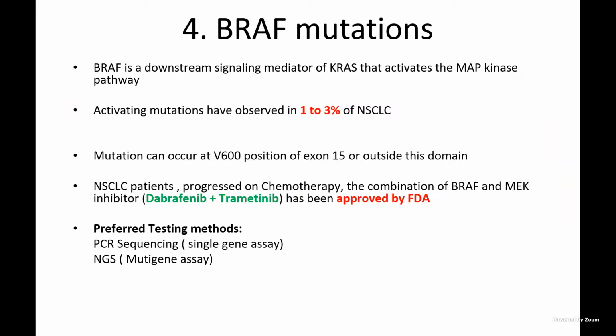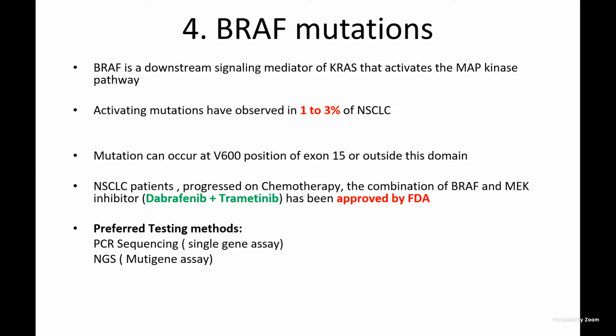Coming to the BRAF mutation, it's a downstream signaling mediator of KRAS that activates the MAP kinase pathway, and mutations are seen in 1 to 3%. The mutation can occur at the V600 position of exon 15 or outside the domain. In NSCLC patients who progressed on chemotherapy, the combination of BRAF and MEK inhibitors, that is dabrafenib and trametinib, has been approved by FDA.